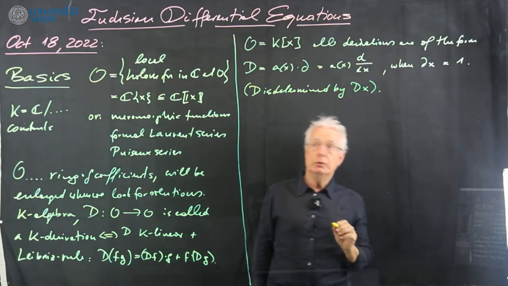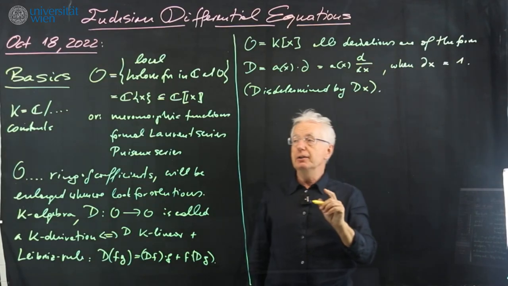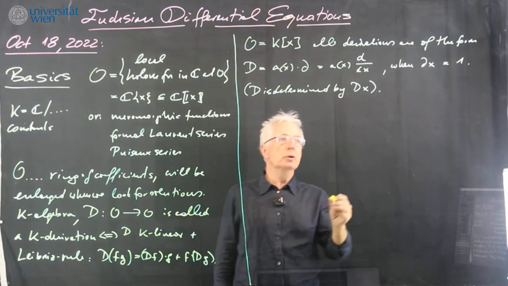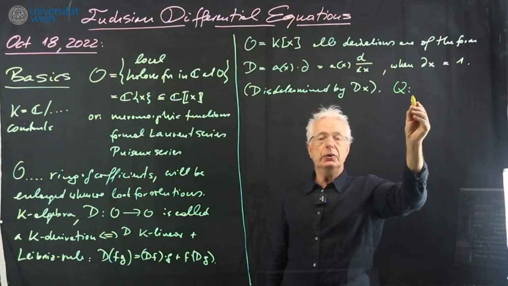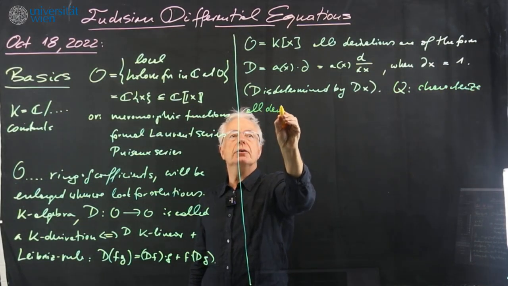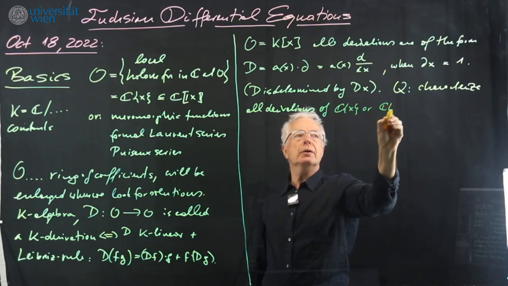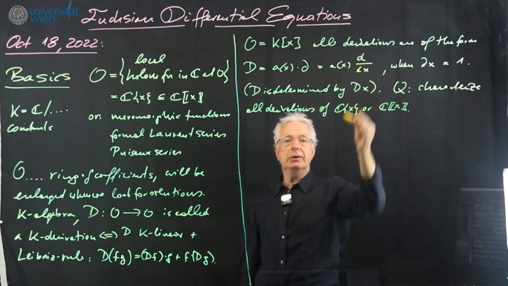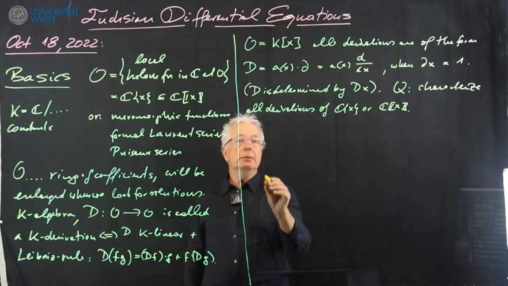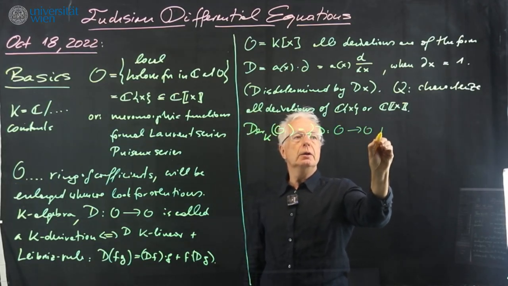Now, if you want to do this for the ring of convergent or formal power series, that's more subtle. And it's actually not completely clear if all derivations look like this without putting a suitable topology on O. So question or exercise: characterize all derivations, K-derivations as always, of C{x} or C[[x]]. There should be, of course, these candidates, but there could in principle be more. It's a little bit delicate, but we don't need this. Okay, so we get there K-derivations of O. This will be D from O to O, the K-derivations.